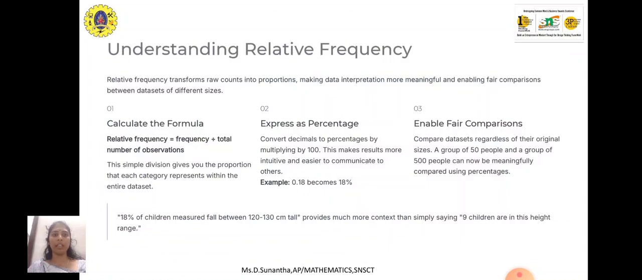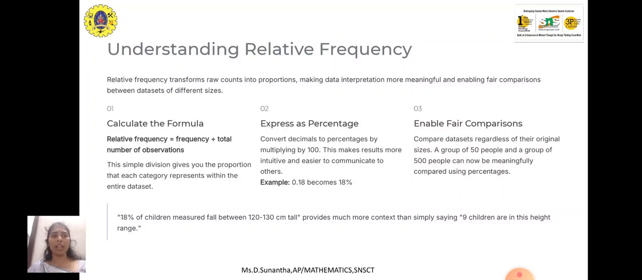Next, understanding relative frequency. The relative frequency transforms raw counts into proportions, making data interpretation more meaningful and enabling fair comparisons between data sets of different sizes. So the next one is calculate, the formula. So relative frequency is equal to frequency divided by total number of observations.